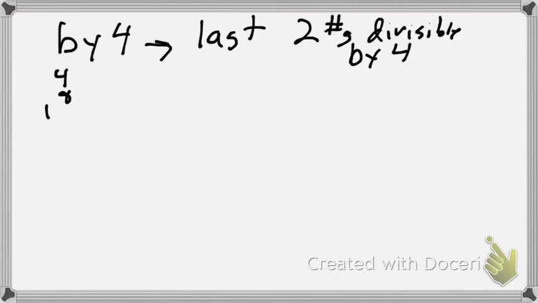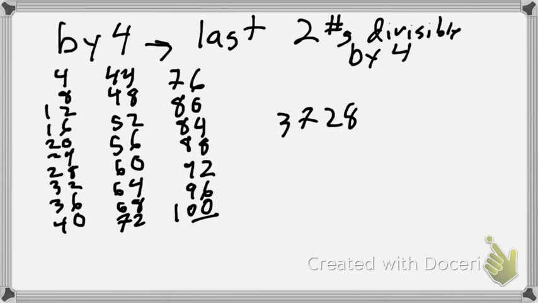So that leaves us with 4. So 4, the rule is that if the last 2 digits are divisible by 4, the number is divisible by 4. So what I'm going to do is this, okay? Those are all the numbers between 1 and 100 that are divisible by 4. Okay, you've got 4, 8, blah, blah, blah. So how do we know if a number is divisible by 4? Well, if it ends in any of those numbers, it's divisible by 4.